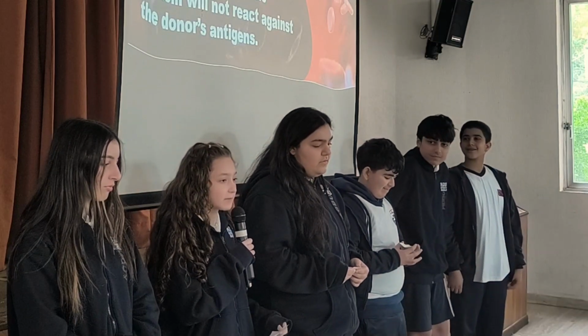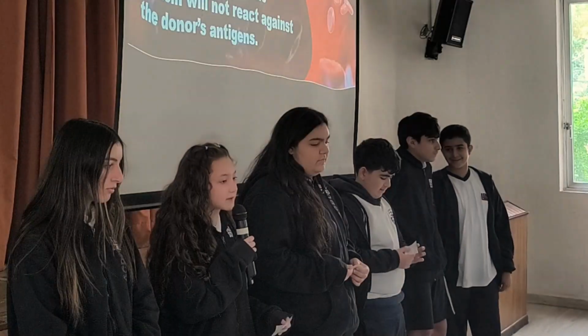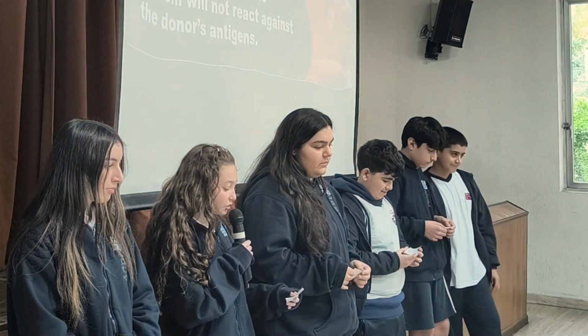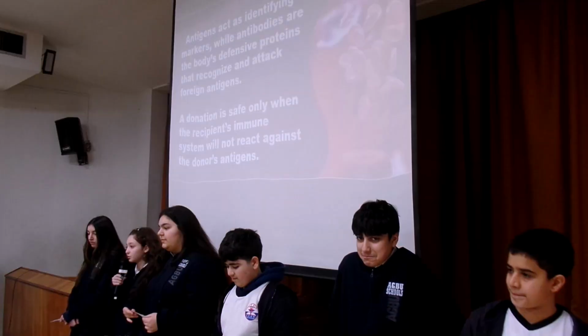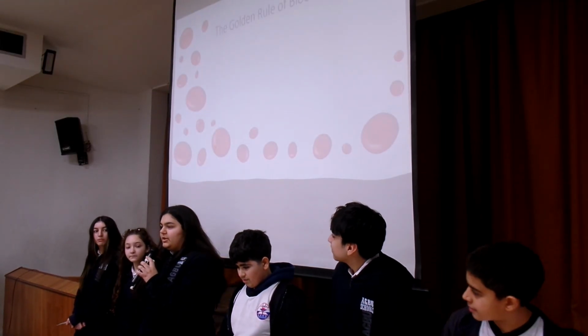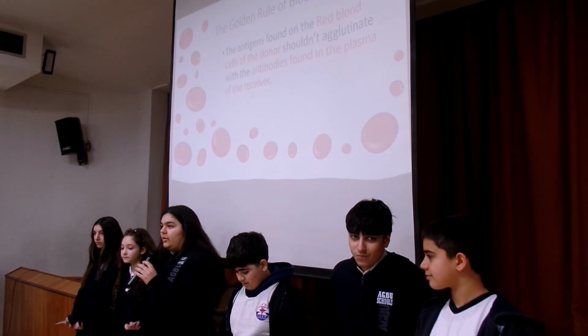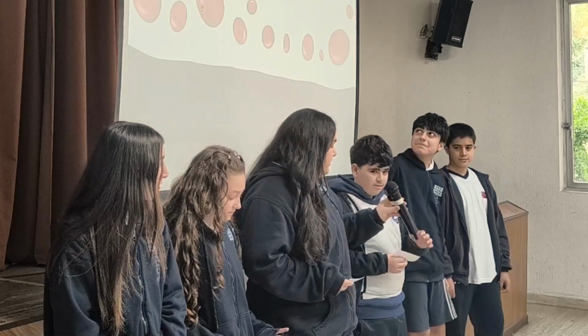Antigens act as identifying markers, while antibodies are the body's defensive proteins that recognize and attack foreign antigens. A donation is safe only when the recipient's immune system will not react against the donor's antigens. The golden rule of blood donation states that the antigens found on the red blood cells of the donor should not agglutinate with the antibodies found in the plasma of the receiver.